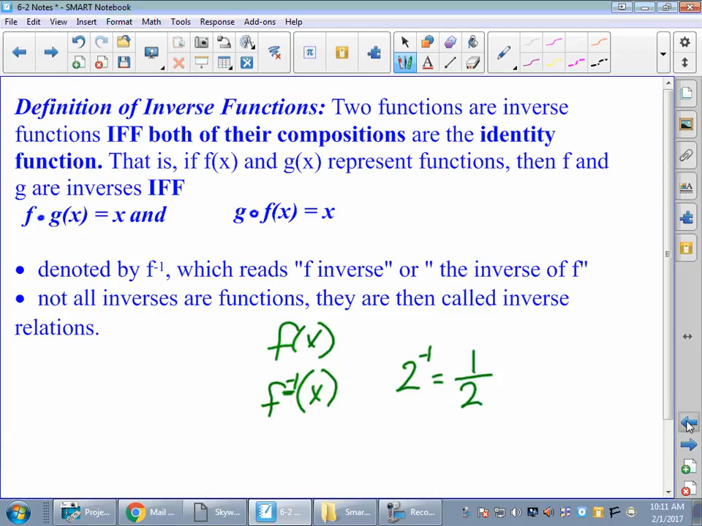You remember when you raise a number to a negative exponent, it will flip it. Well, when you raise it to a -1, it flips it, but it doesn't change the 2. The 2 stays there. So when you have 2 to the -1 power, that's the inverse of 2. It actually equals a half. So we use that -1 power to represent inverse of. Even though the inverse may not be a function, we can still use it. We can just call it a relation.